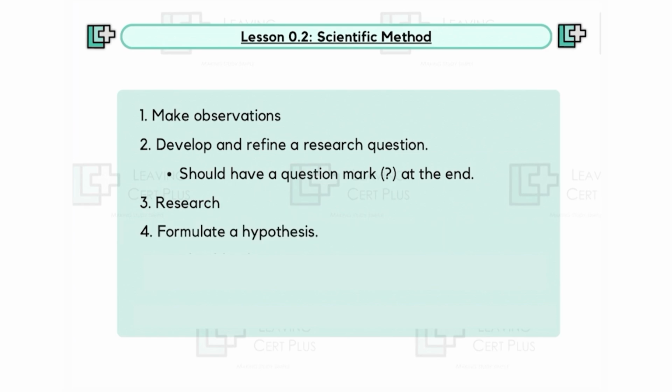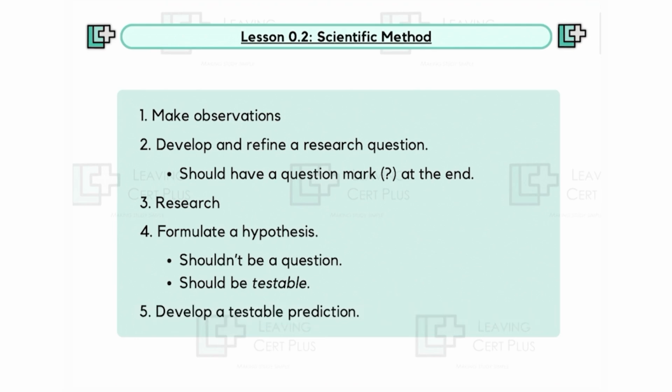The fourth, you're formulating a hypothesis. And remember, a hypothesis should not be a question, but it should be testable. We shouldn't have something that involves our personal opinion. It should be easy to prove right or wrong. This testable prediction then is what we are going to be testing throughout our experiment by using the scientific method.